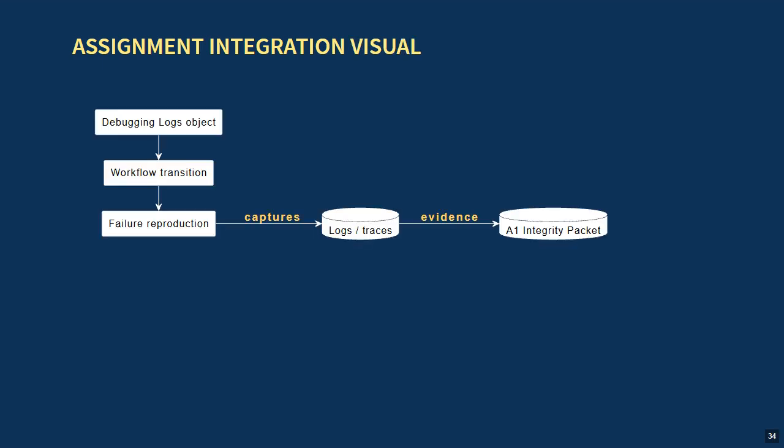This diagram connects the lecture to A1. The project object, workflow transition, reproduced failure, and supporting logs should all feed into the integrity packet explanation.